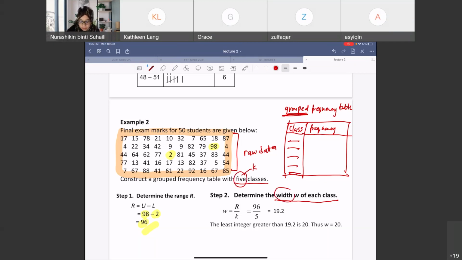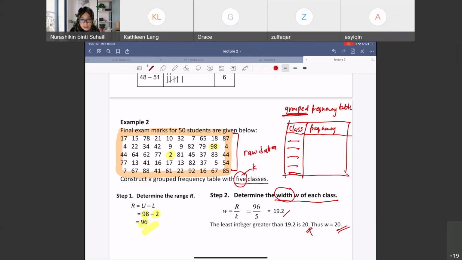Okay, K value. So how are we gonna find the width? The width means the class, from what to what for each class. So there is a formula for it. The width is R divided by K. 96 divided by 5, that's 19.2. But then we make it 20 because in this case, we don't round down to 19, because we see something that is more than that. So that's why we choose 20, okay?